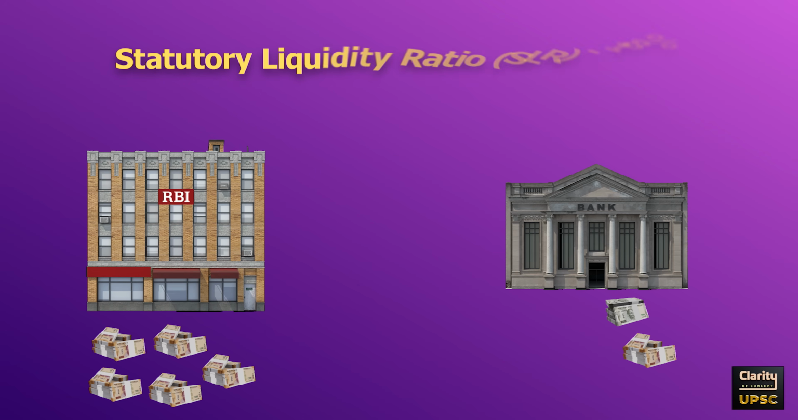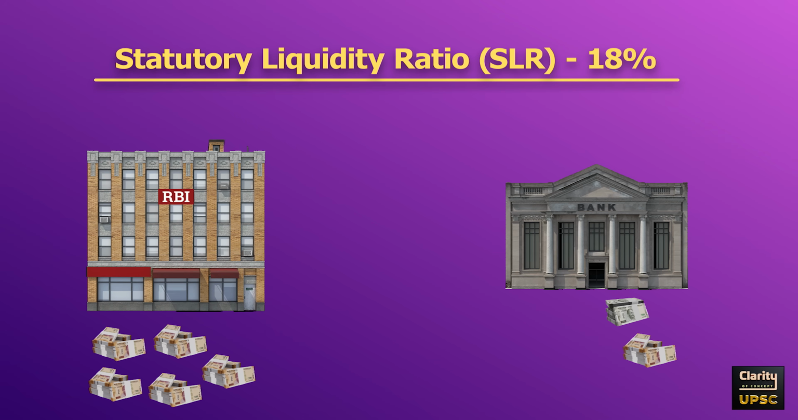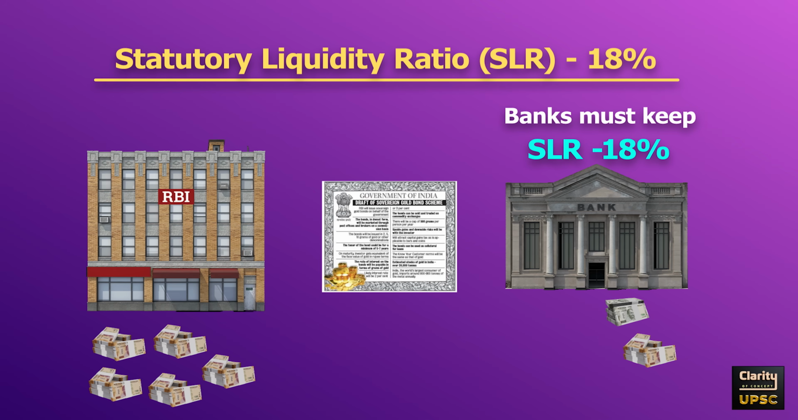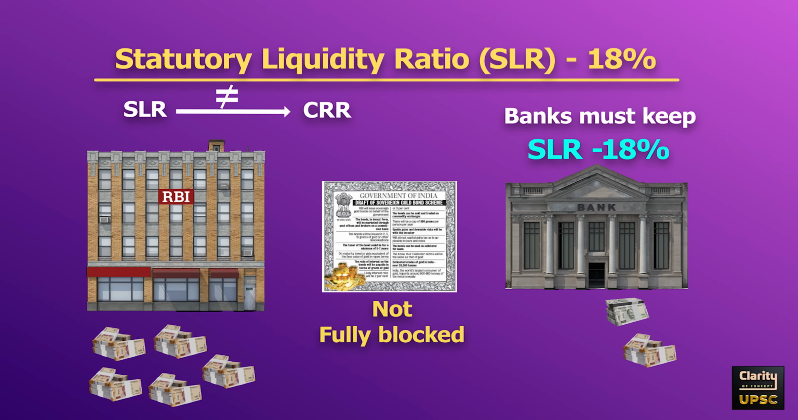But there is also the statutory liquidity ratio SLR, which is 18%. Banks must keep 18% in the form of government securities. But SLR is different from CRR. Even though it is kept aside, it is not fully blocked. Banks earn interest on SLR securities. Banks can also use these securities in repo transactions to raise more money. So SLR is like a semi-block. It does not fully stop money creation.